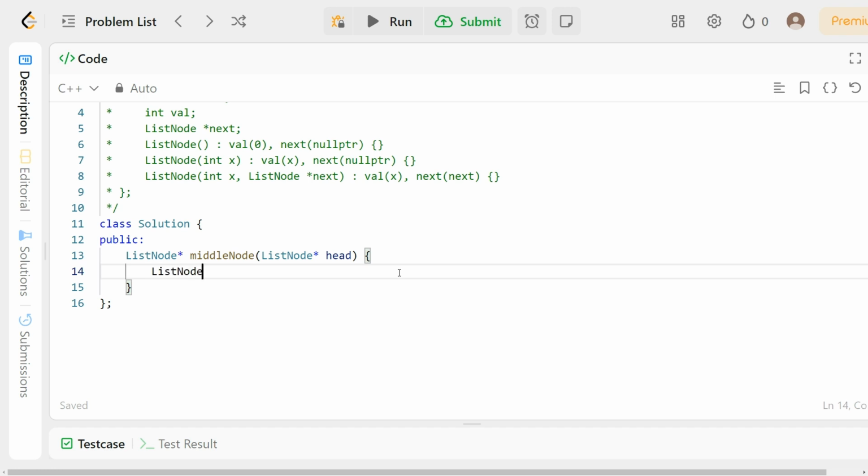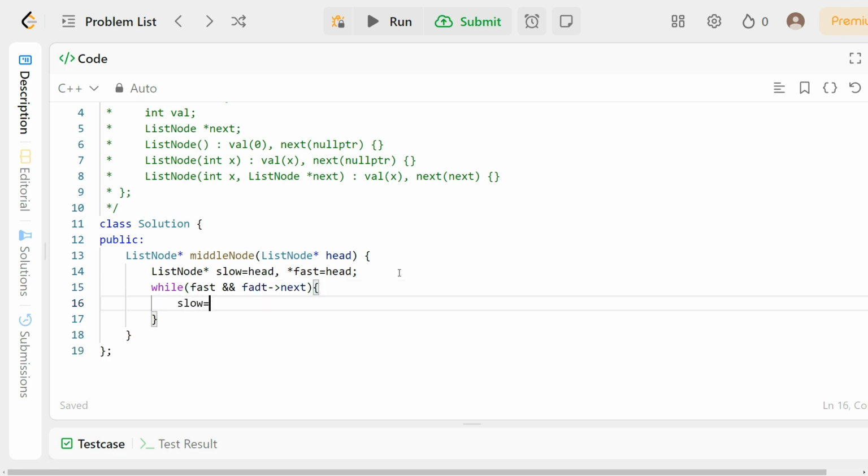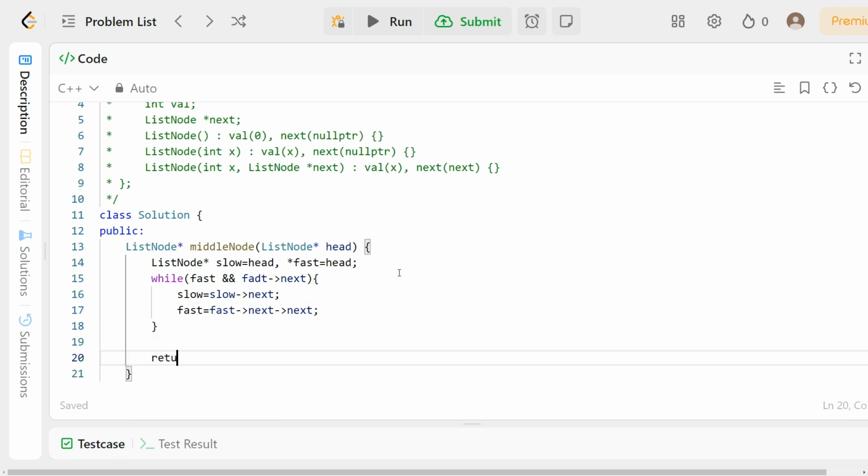Okay, so first node is slow, initialized to head. Similarly, fast is also head. Now what do I have to do? My loop will run while fast is not null and fast next is not null. Slow becomes slow next and fast becomes fast next next. At the end of the loop, return your slow. Hope it will run fine.